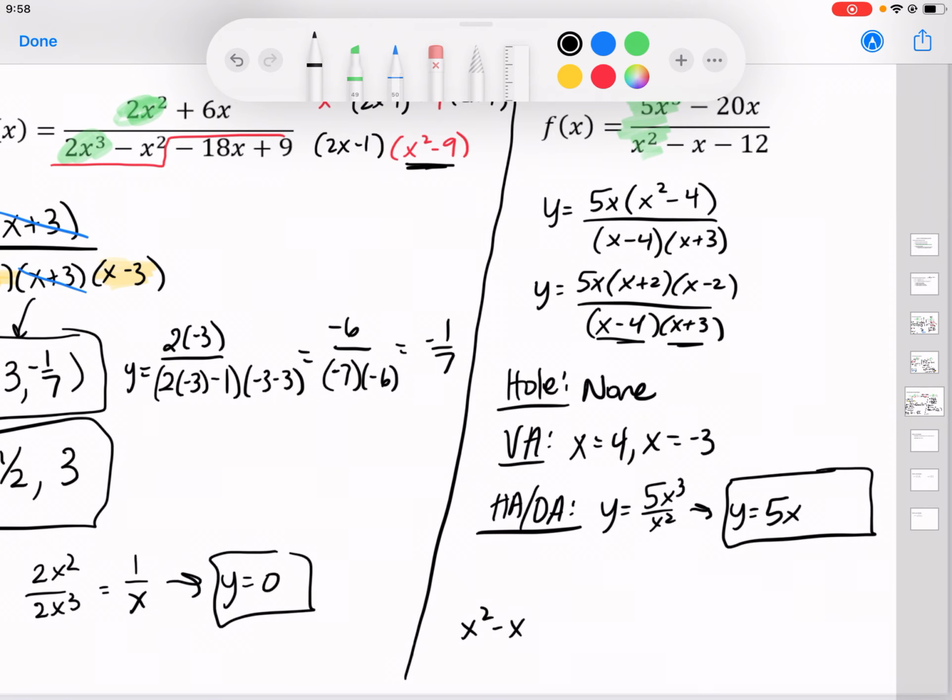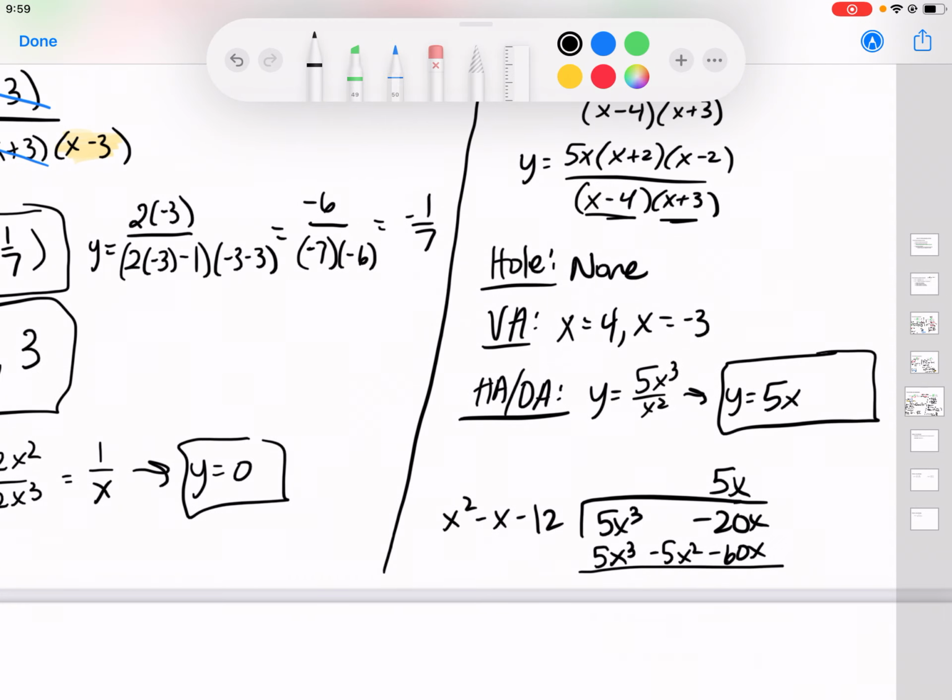So I've got x squared minus x minus 12, and then the 5x cubed minus 20x. And we know we start out with 5x. So write that right there. 5x times x squared is 5x cubed. That's negative 5x squared, and a minus 60x. And I'm running out of room. That's exciting. Now we're subtracting, so I like to personally switch the signs. But you do what you need to do.